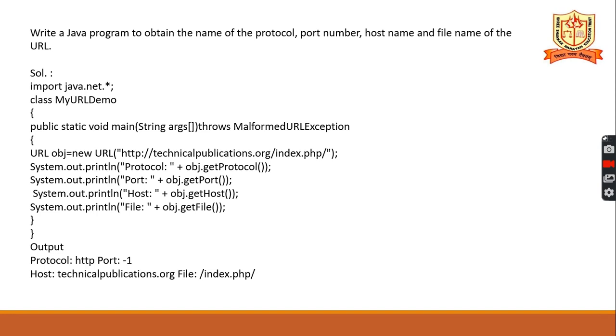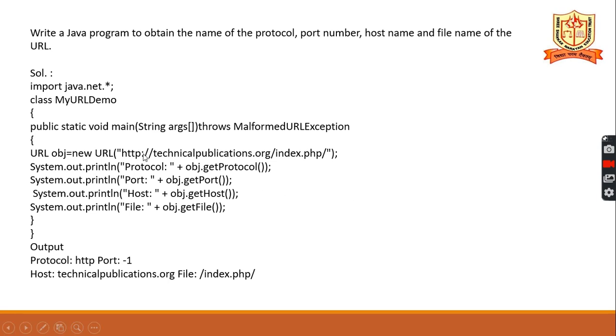what the URL class is. So here is a program: write a Java program to obtain the name of the protocol, port, host name and file name of the URL. If you have the URL address, you can retrieve the data from this URL. For that, you have the methods of the URL class, which throw the MalformedURLException.